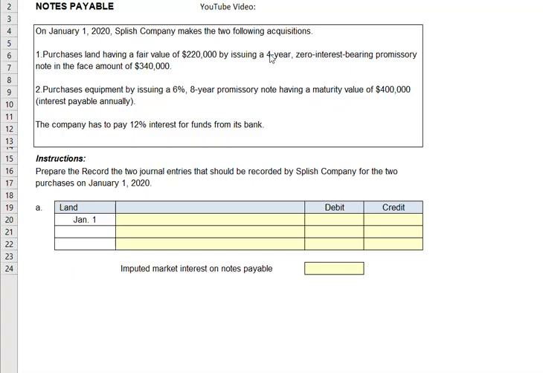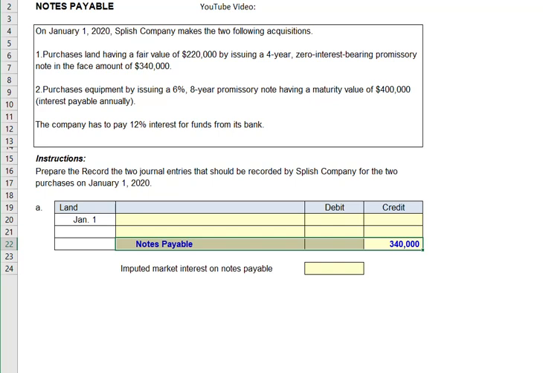Let's take a look at two examples. The Splish Company makes the following two acquisitions on January 1, 2020. It purchases land having a fair value of $220,000 by issuing a 4-year, zero interest-bearing promissory note in the face amount of $340,000. Let's take a look at the journal entry for that transaction. We record notes payable in the amount of $340,000.